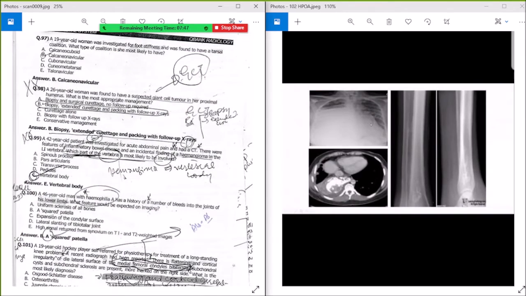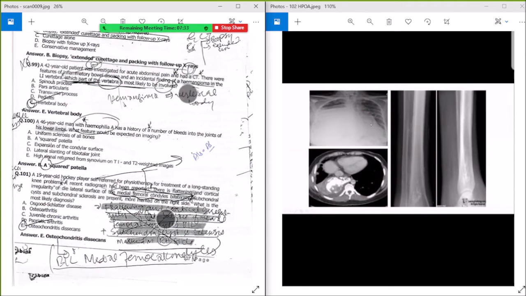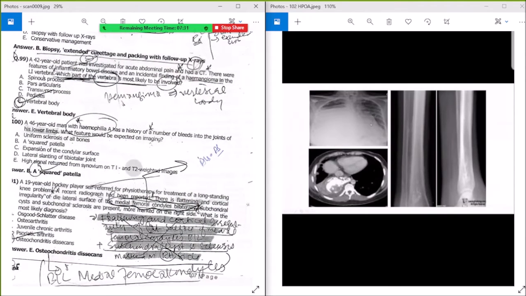There were features of inflammatory bowel disease and an incidental finding of hemangioma in the L1 vertebra. Which part is most likely to be involved? Vertebral body. In hemangioma of the L1 vertebra, the part most likely to be involved is the vertebral body.